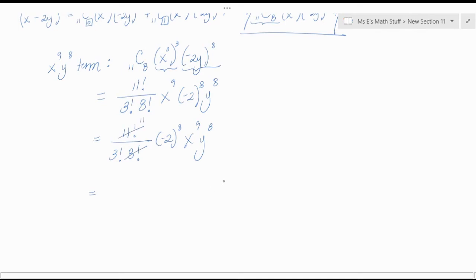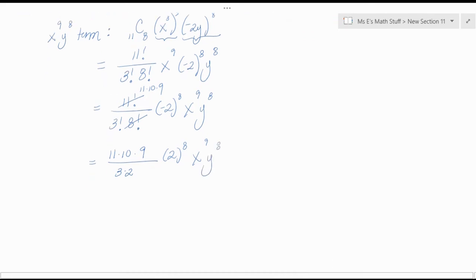You end up with 11 times 10 times 9 left on the top, and then the 3 factorial, which is 3 times 2 times 1, but I don't really want to write that. And then negative 2 to the 8th. Ew. First of all, it is positive, right? Because you've got a positive exponent there. So it's like 2 to the 8th. There's a little work for you. Anyway, x to the 9th, y to the 8th.